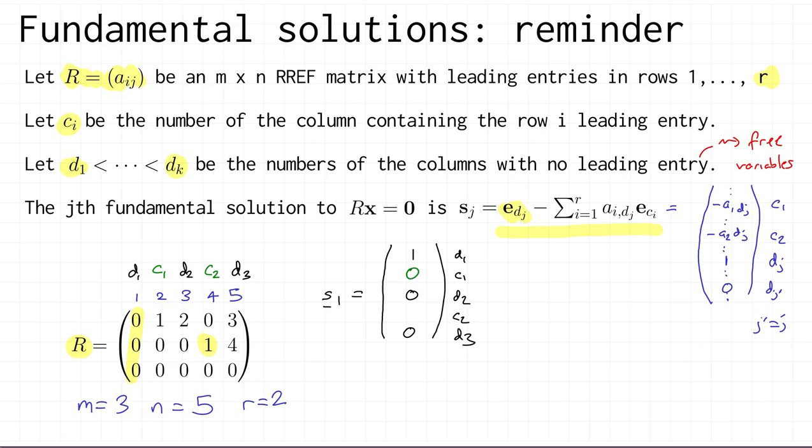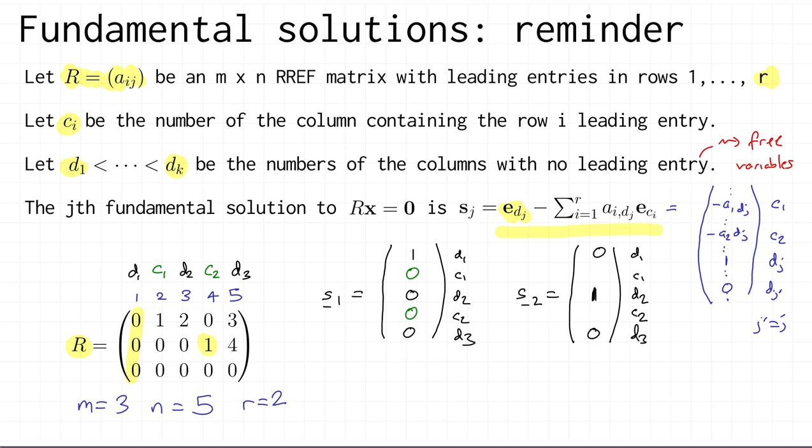Okay, so let's put these things in green. So there is our first fundamental solution. Let's do the next one. The next one might be a bit more interesting. S2 should again be a height 5 column vector, with rows labeled by D1, D2, D3, and C1 and C2. This is the fundamental solution corresponding to the second free variable. So we put that one equal to 1 and the others equal to 0.